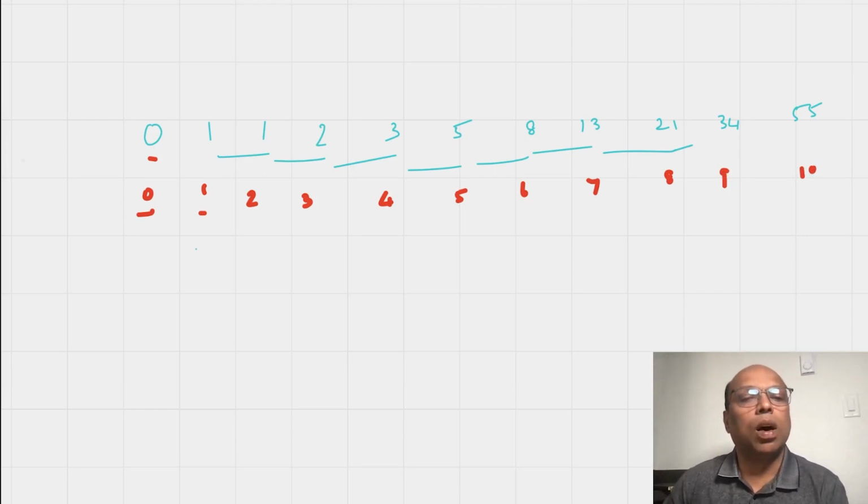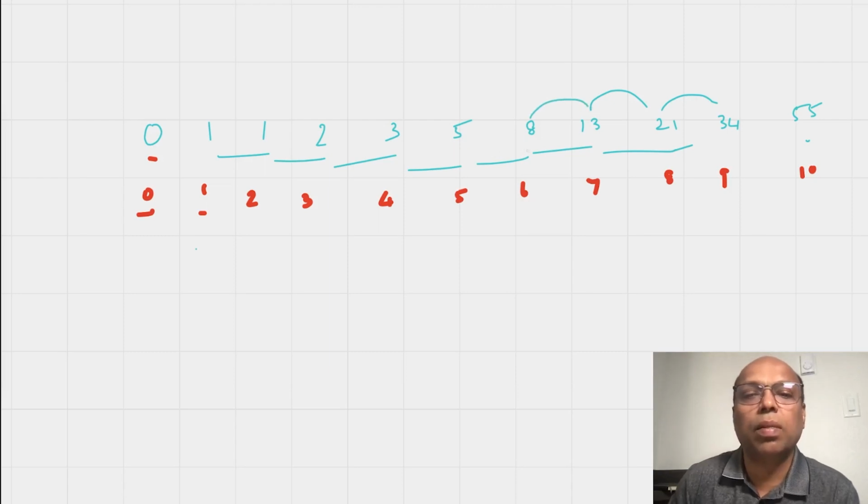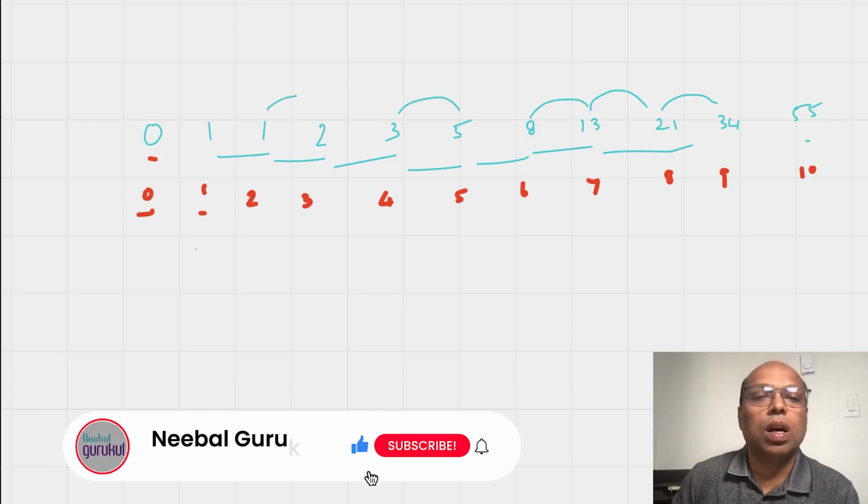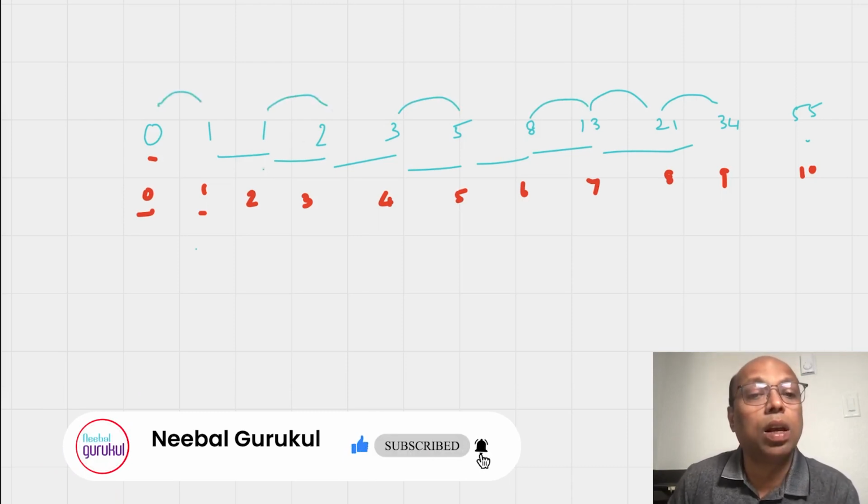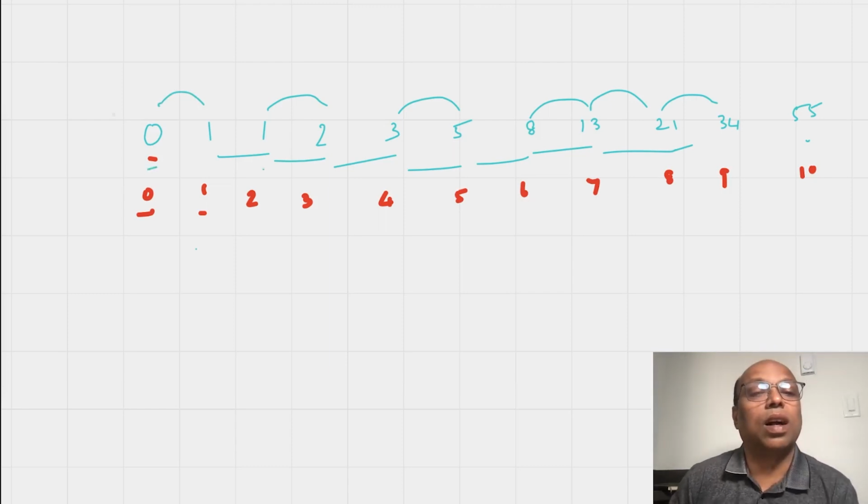Now, how did you get the 55? By adding the previous two. How did you get the 21? By adding these two, right? How did you get the 8? By adding 3 and 5. How did you get the 3? By adding 1 and 2. How did you get the 1? By adding 0 and 1. How did you get 0? It was given. How did you get the 1? It's given.